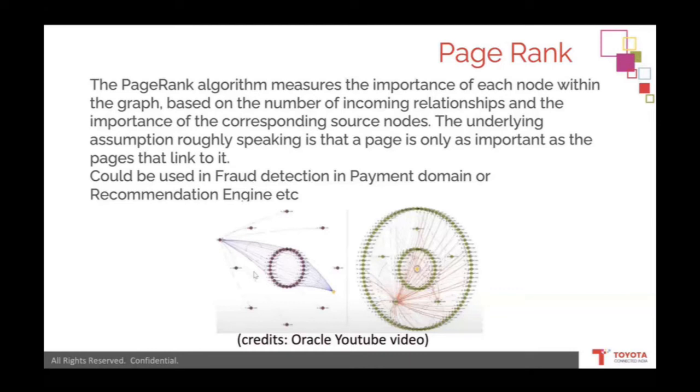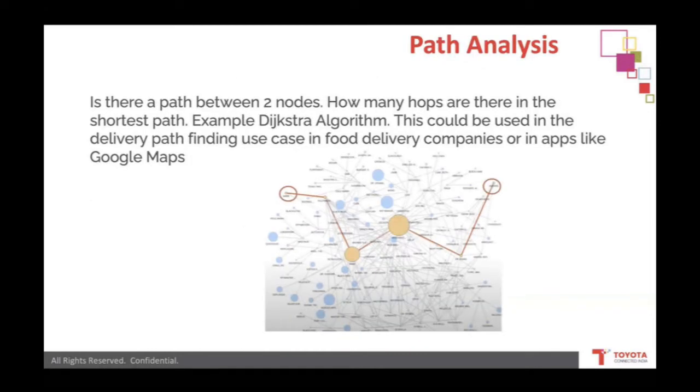And the next one is path analysis. Path analysis is about whether there is a path between two nodes, and how many hops are there in the shortest path. We all would have read Dijkstra's algorithm in our DSC papers in our college days. So that is used here.